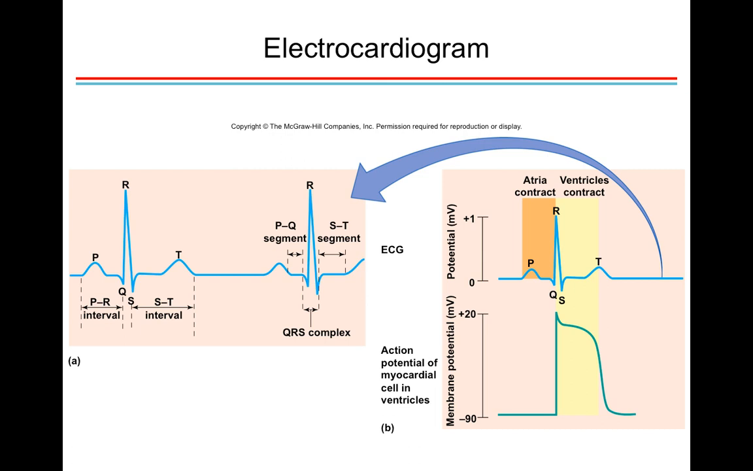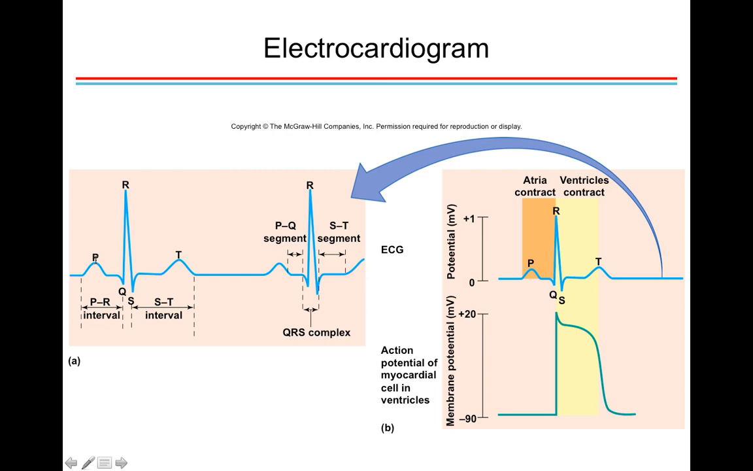And the other thing that we can't see, but we know is happening, is the contraction and relaxation. We can't measure that in the electrocardiogram, but we know that's happening as a result of these depolarization and then repolarization events. So what do these waves mean? So the P wave is an indicator of atrial depolarization.